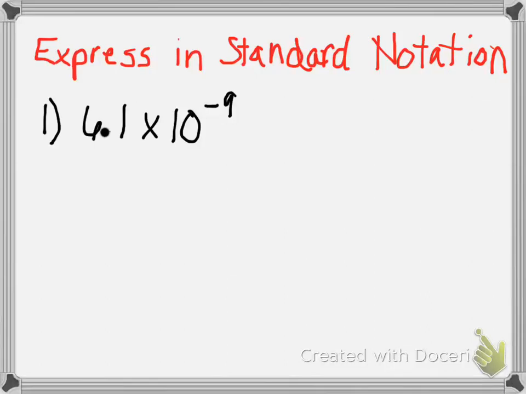Alright, today in class we talked about scientific and standard notation. On this first one, they're asking you to write it in standard notation, going from scientific. So the first thing you're going to do is take your decimal, which is 6.1, and then look at your exponent for your 10, which is -9. Since it's negative, you're going to move your decimal to the left 9 times.